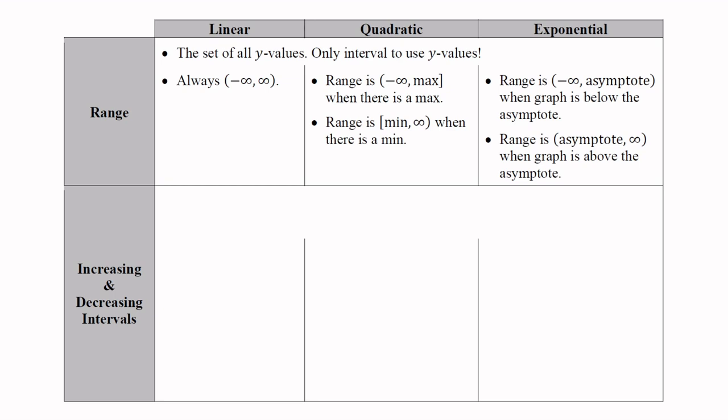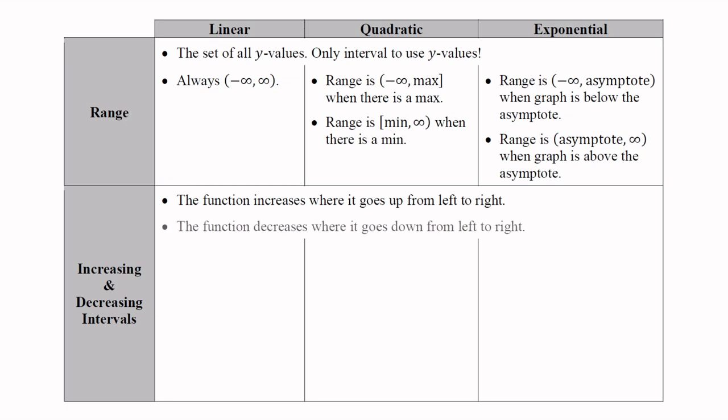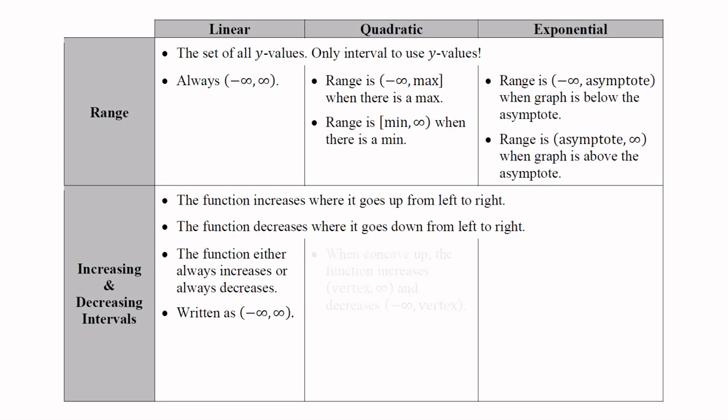For increasing and decreasing intervals, the function increases where it goes up from left to right, and the function decreases where it goes down from left to right. That's the same for all three. Now let's talk about what's unique. The function is either always increasing or always decreasing for linear functions, and written as negative infinity to positive infinity. The one that it's not doing, you're just going to write none.